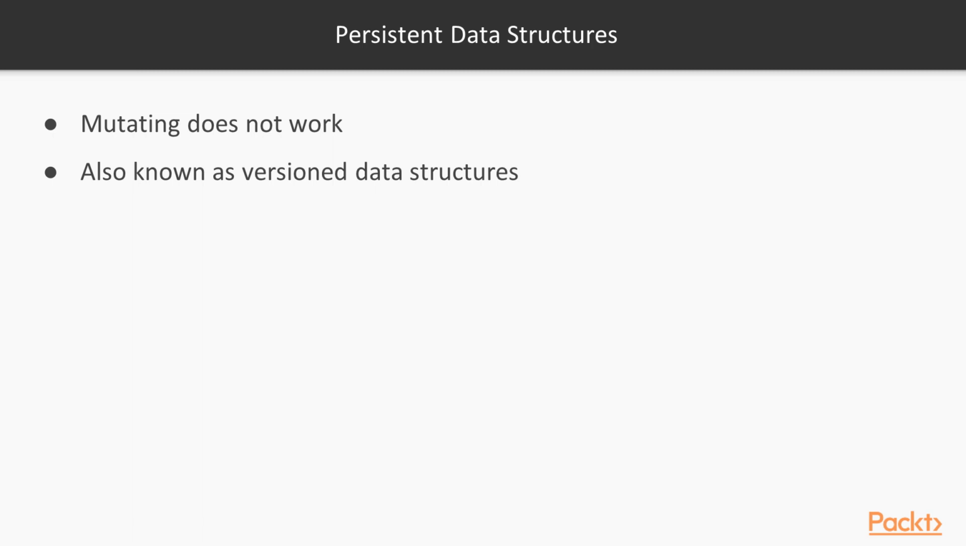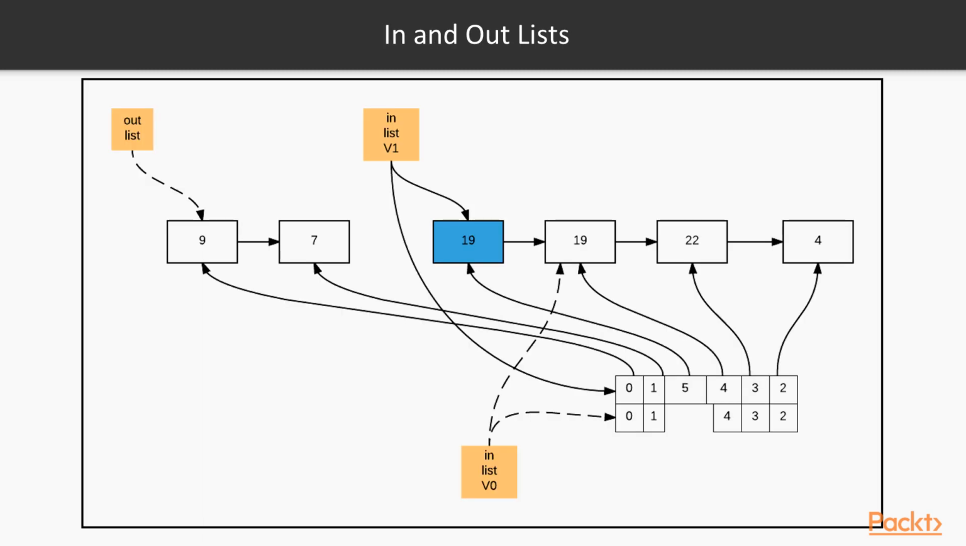We know by now that all this mutating won't work when we deal with persistent data structures, which are also known as versioned data structures. How can we implement these queues so that when an element is enqueued or dequeued, the earlier version of the data structure would be preserved? The design is beautiful. It involves two lists.